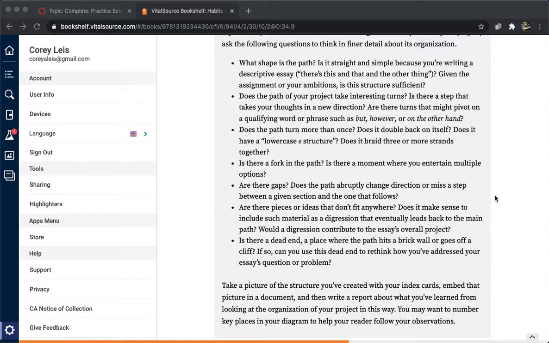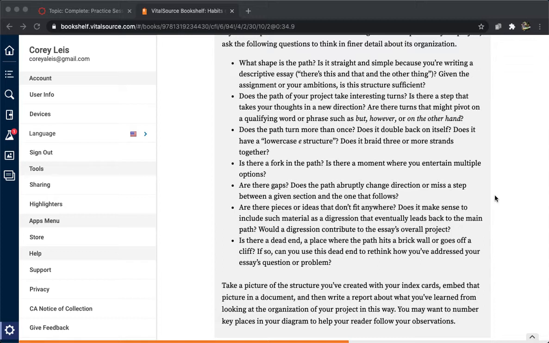So do you digress from the main path? Does that contribute to the overall meaning, or is that an issue? If it's an issue, you might think, okay, actually, maybe I need to get rid of that idea. Maybe it really doesn't fit in this essay. And that's okay. That's a part of the process. Professional writers get rid of ideas all the time, but that doesn't mean it was wasted time.